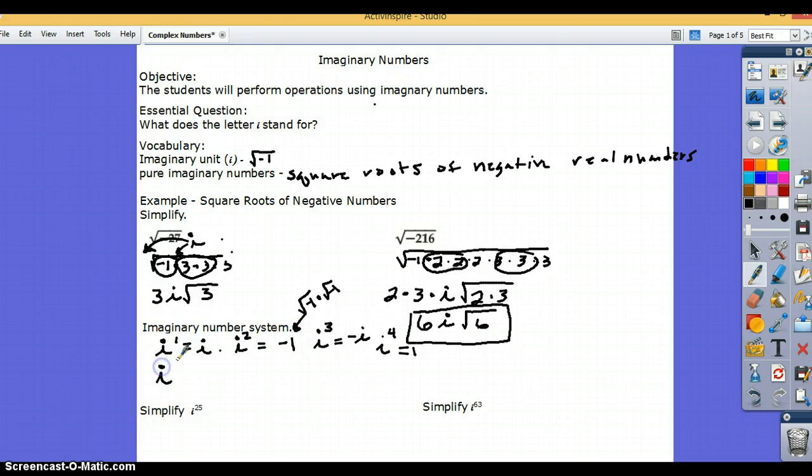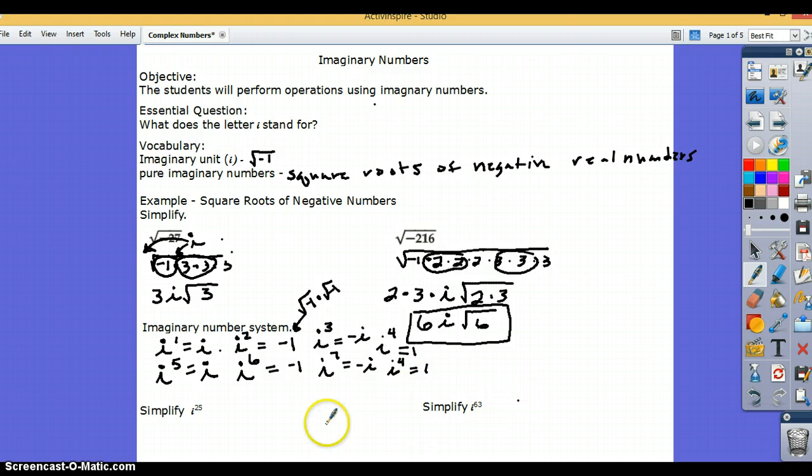Alright, so i to the fifth, which is now 1 times an extra i, right, is i, and it starts over. i to the sixth is equal to -1. i to the seventh is equal to -i. And i to the fourth is equal to 1.